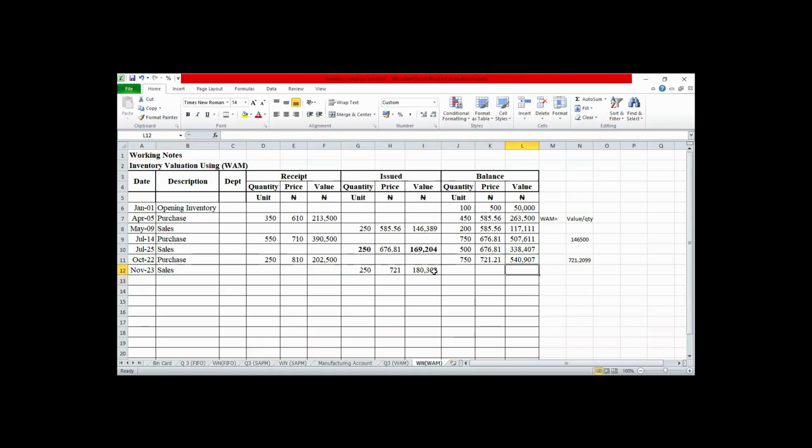Then we come here. We minus the quantity we have sold from the old quantity. That is, we have 750 minus 250, we have 500. Then the value: 540,907 minus 180,302, we have 360,605. Then let's confirm what our new price would be. It should be the same as the last one, there is no change. Value divided by quantity, we have 721.21. Yes, sir, it's correct.